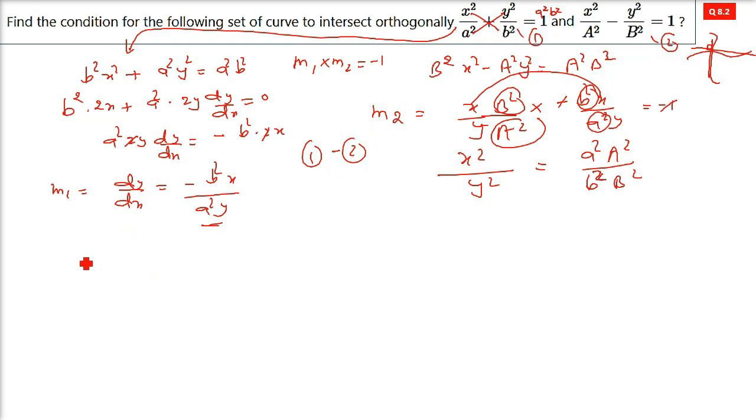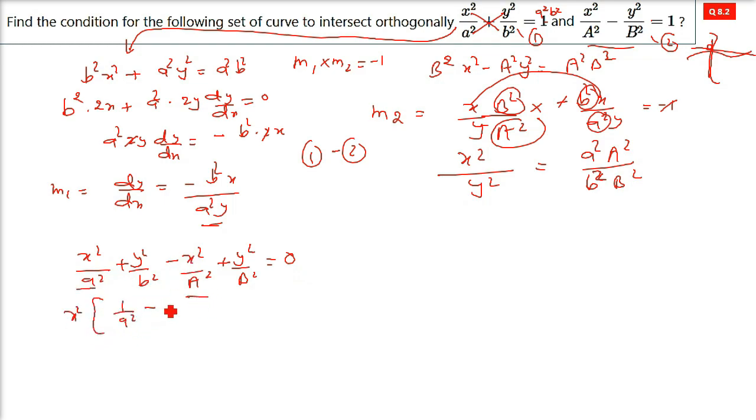Just subtract these two, that is 1 minus 2. I am subtracting the equations: x square by a square plus y square by b square, minus x square by capital A square plus y square by capital B square, equals 1 minus 1, which is 0. So I have subtracted these two equations which are given initially. What do you get? See, this x square you can take common: 1 by small a square minus 1 by capital A square. Now you can take y square common: 1 by small b square plus 1 by capital B square. This is going to be equal to 0.